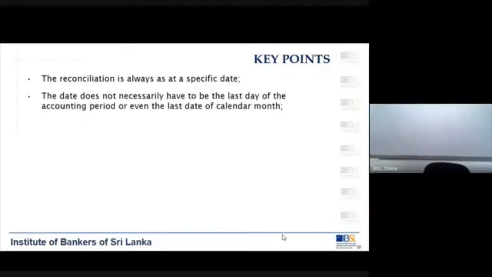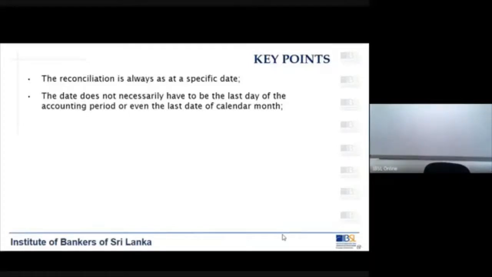The date does not necessarily have to be the last day of the accounting period or even the last date of a calendar month. Again, remember, the date of the reconciliation is not necessarily the last day of the month or the last day of your financial year. I know that you all are now familiar with what a financial year is. If you take the financial year ending 31st December, it need not be a reconciliation where you do it on the 31st of December. Bank reconciliations can be done at any date that you want.